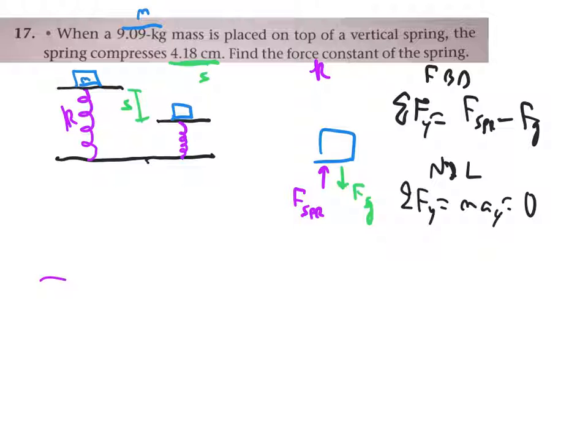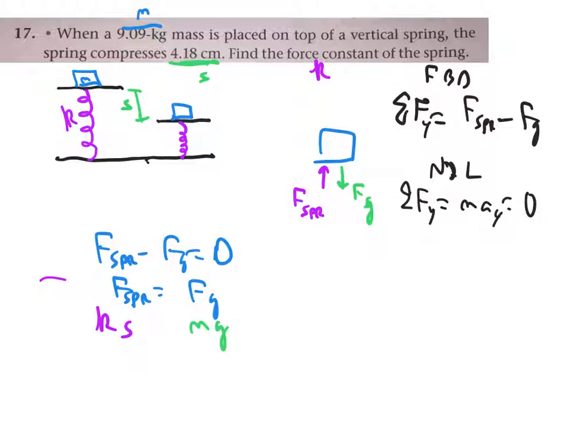If you were to just release this, it would get to this equilibrium point but overshoot. This would be where it was unaccelerated. We're assuming that the distance given here is where it is unaccelerated. All right, so then we just put them together, and we say the spring force minus the weight is 0. So the spring force equals the weight, but we know that the spring force is K times S, and we know that the weight is M times G.